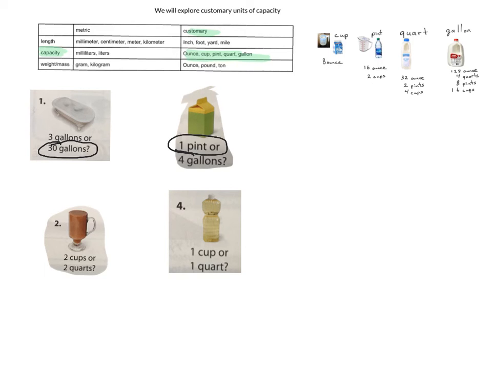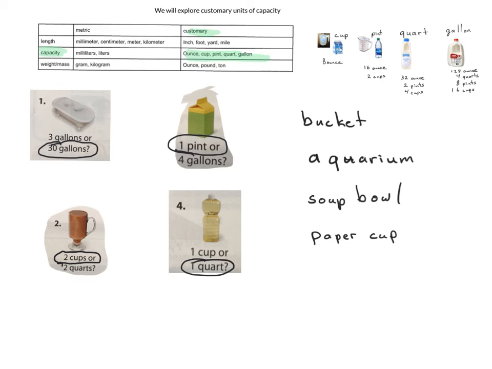And then this mug here has 2 cups or 2 quarts. Now 2 quarts is a half gallon. That's way too much for a cup. You wouldn't be able to lift it and drink it. So 2 cups would be about right for a big cup. And the last one, 1 cup or 1 quart. That looks like oil there. That'd be 1 quart. Let's choose the most appropriate unit to measure the capacity of each one of these items.